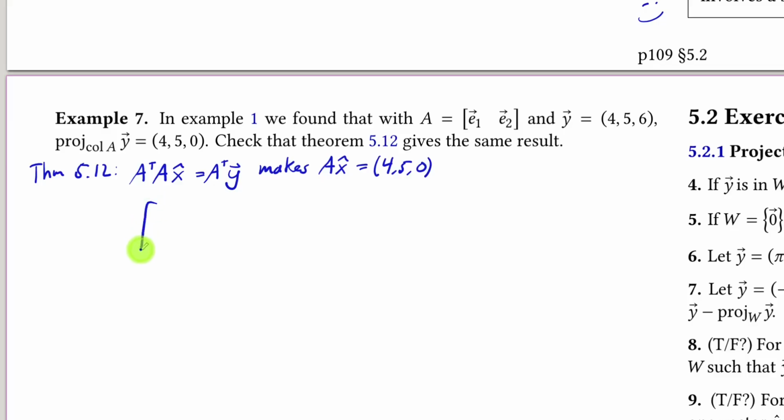So A is just 1, 0, 0, 0, 1, 0. We're multiplying that by A transpose on the left, which has rows 1, 0, 0 and 0, 1, 0.